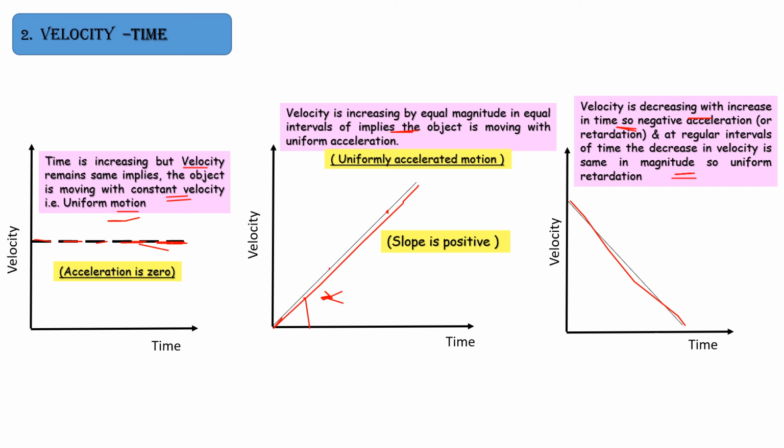So uniform retardation. Now in this case, we can say that it is a negative slope. So we will have a value as negative, or we see it as retardation. So uniformly decelerated motion. Slope is negative. You will get negative slope. And as I have told earlier, if this angle with respect to the x-axis is greater than 90, then the slope will be negative. In this case, velocity upon time, that is acceleration. So acceleration is negative. That means it is retardation.